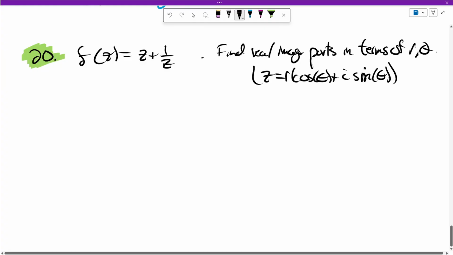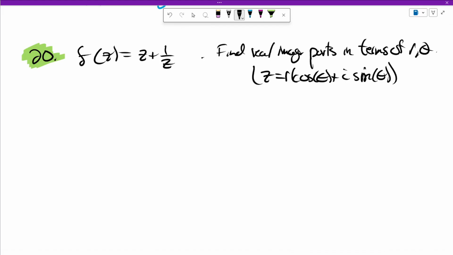Now, there's a couple ways of going about this. Firstly, we wouldn't want to just plug in z as r cosine plus i sine because we have some division happening, this reciprocal second term. It's going to be a little bit clunky if we do that.